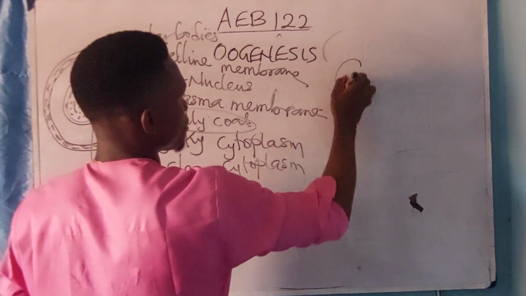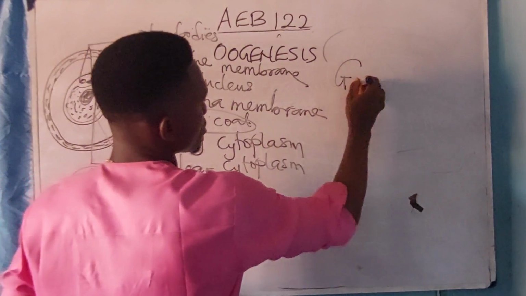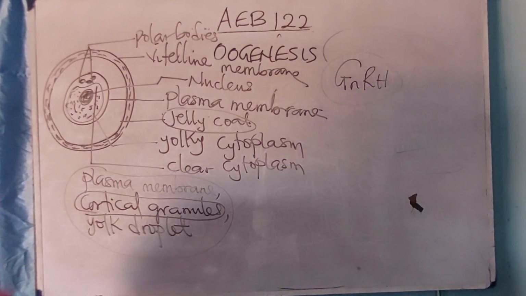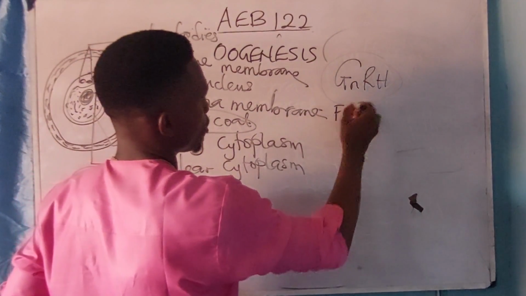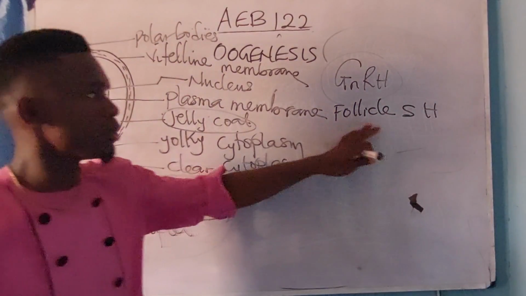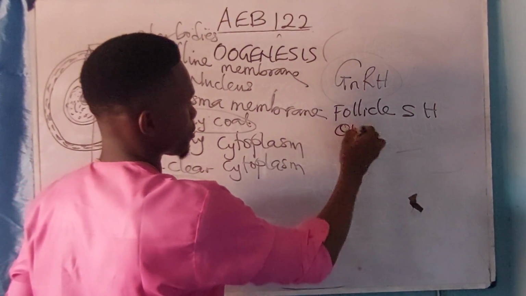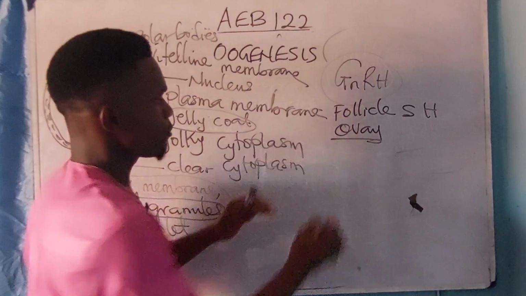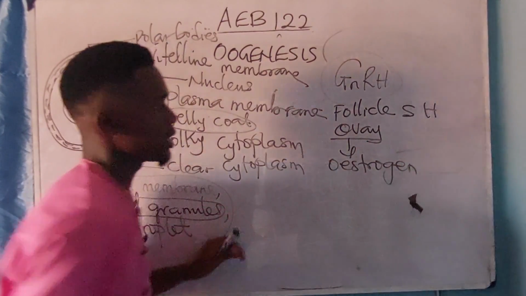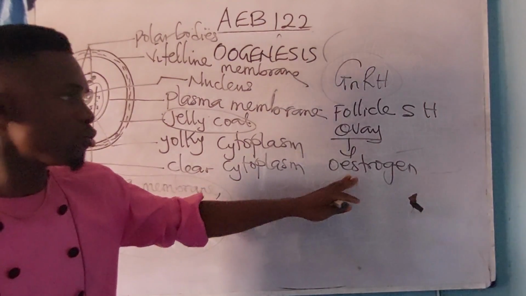The similar thing occurs here. Now the gonadotrophin releasing hormone will travel to the anterior pituitary gland to produce what? Follicle stimulating hormone. As soon as this follicle stimulating hormone is produced, it travels to the ovary. The ovary then produces what? Estrogen. You know that the ovary is the reproductive organ of what? Females.